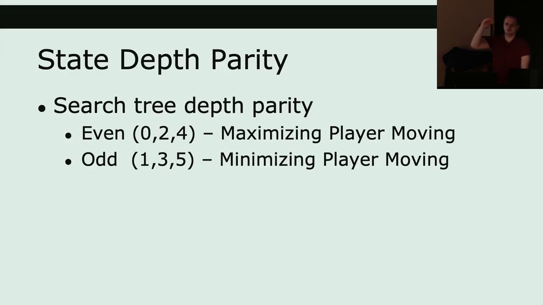If you treat the root node as depth 0, right, sometimes you might treat the root node as depth 1, depending on how you've implemented it. If you treat it as depth 1, you just flip the parity. The same rules apply. So if the root node is depth 0, then on the even depths of the search tree, the maximizing player is moving, right? So on depth 0, maximizing, 1, minimizing, 2, maximizing, 3, minimizing. And so it alternates between maximizing and minimizing. And oppositely, on the odd ones, the minimizing player is moving.